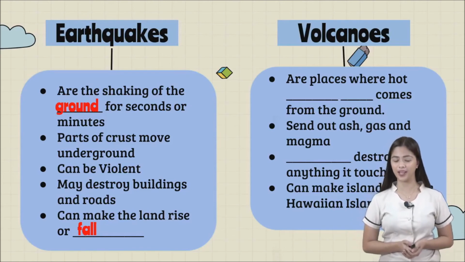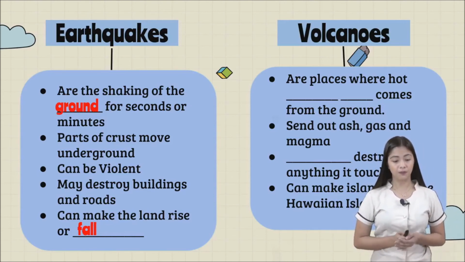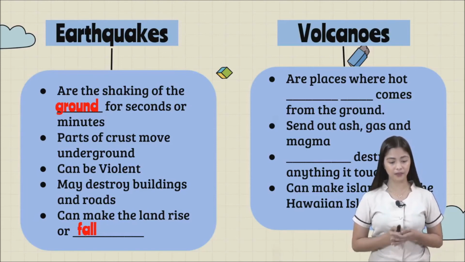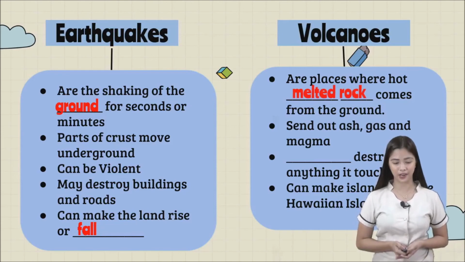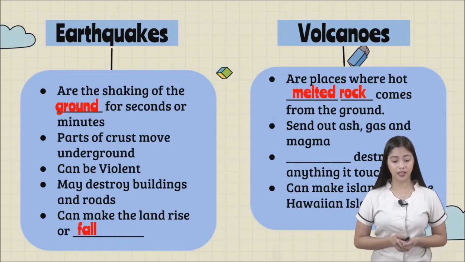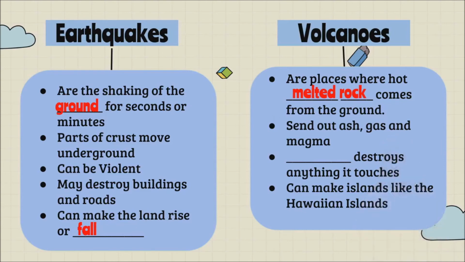Now, let's proceed to volcano. Volcanoes are places where hot blank comes from the ground. So, what is that hot material? Very good. It is melted rock. Volcanoes send out ash, gas, and magma when erupting, right? It blank destroys many things when it is touched. So what is that thing? We call it lava. Very good. Again, kids, when it's under the surface, we call it magma. But once it's outside the volcano, we call it lava.